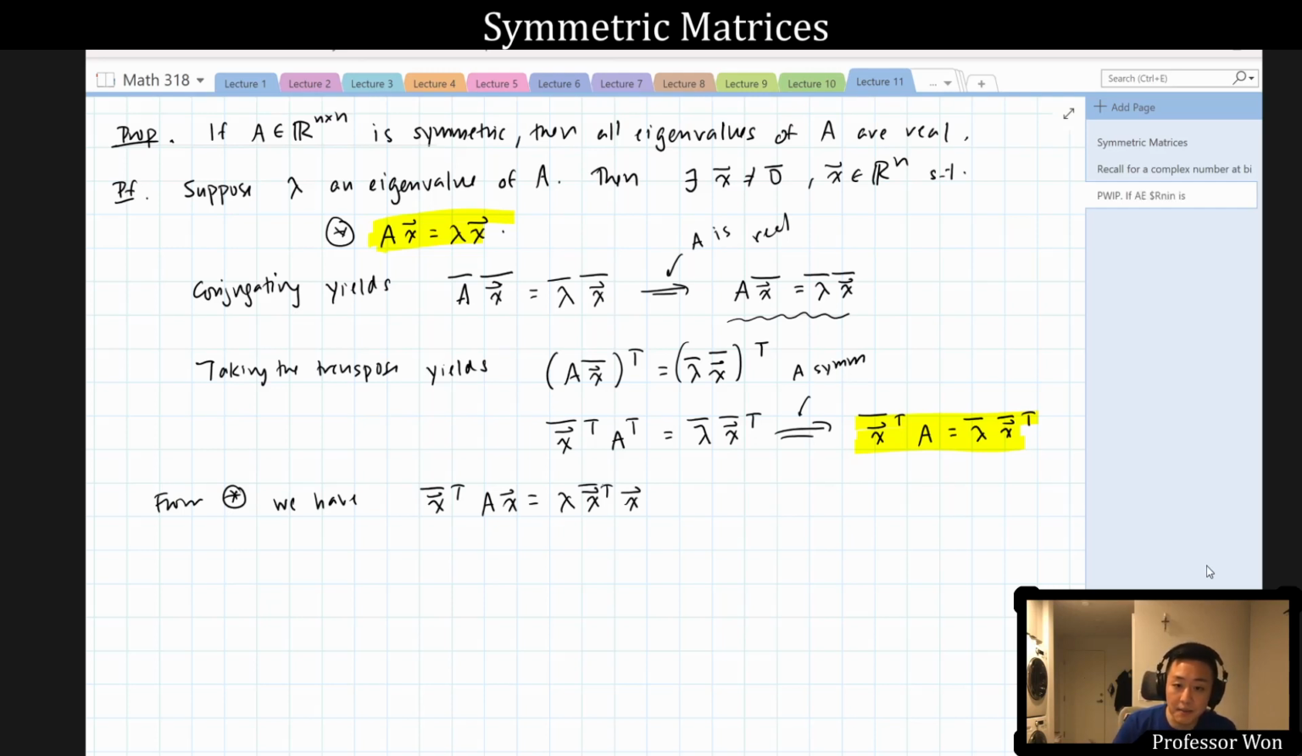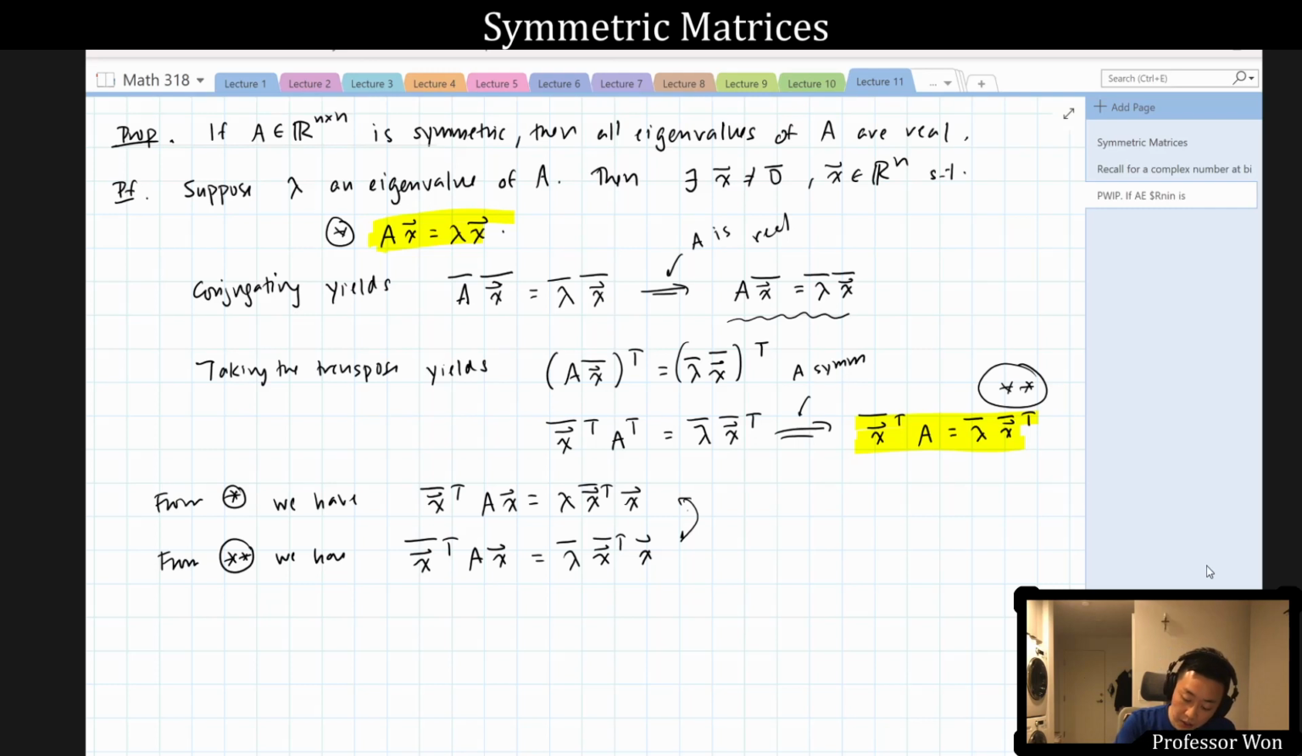But now what I can do is multiply this equation on the right by x. So from double star, we have x bar transpose A, now multiplying on the left by x, equals lambda bar x bar transpose x. Right, so these two equations are almost exactly the same, except one has a lambda and one has a lambda bar. Now, I can't yet conclude what I want to conclude.